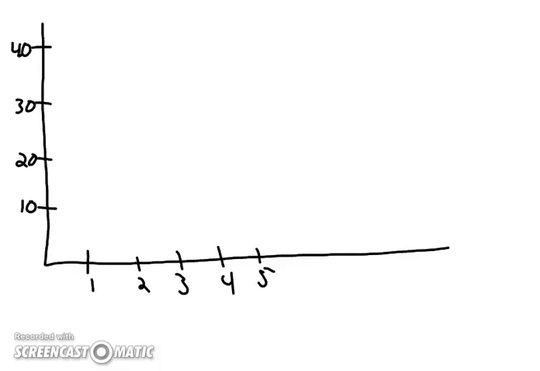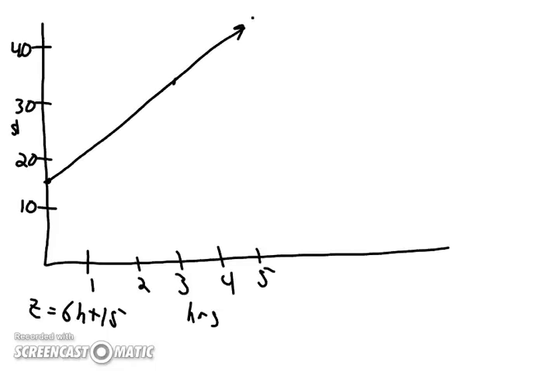Now, we know a couple things. We know that Zeke started with $15. His equation was 6H plus 15. By the way, I should have this labeled money and this labeled hours. Always label your graphs. So we know that Zeke started at $15. We also know that after 3 hours, he had $33. So I'm going to put a point there at 33, and now I can draw a line through those 2 points. And this is Zeke.